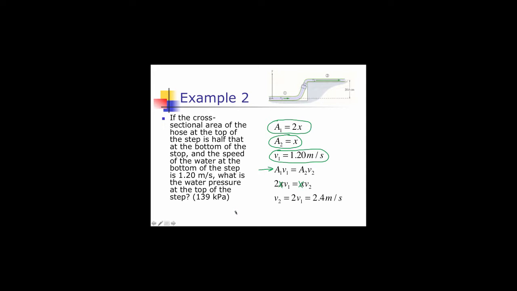Okay, so I usually use the continuity equation first, and what you'll find in the next slide is that you have to use Bernoulli's equation next. This is pretty typical.